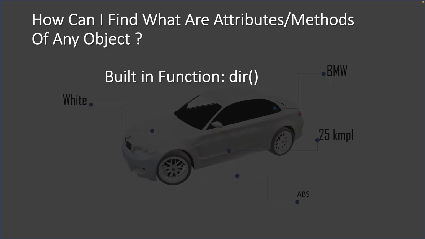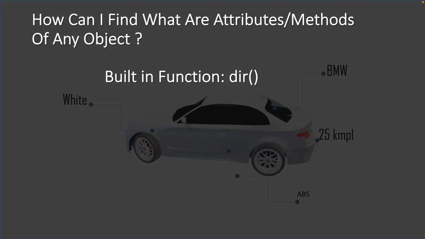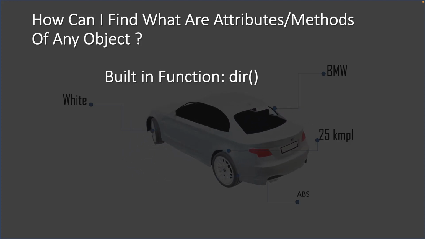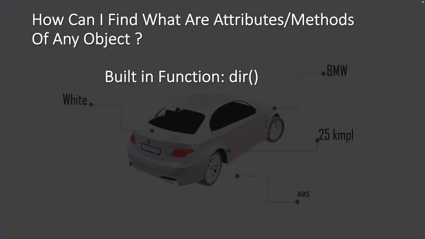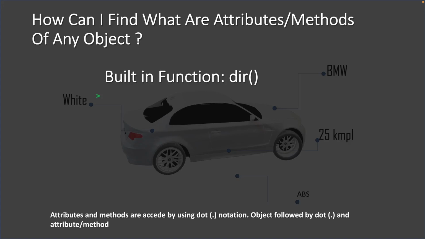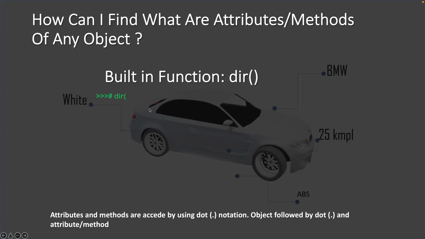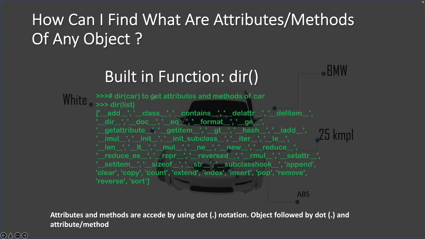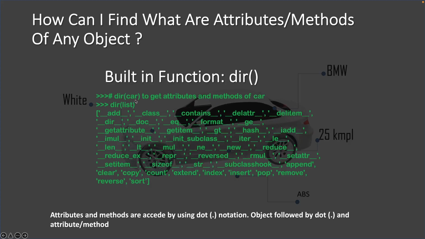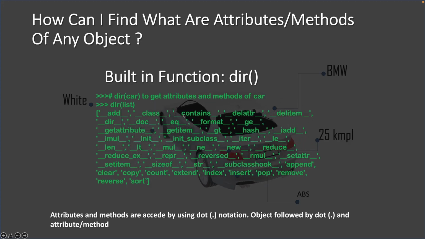So there are built-in functions. We can use dir to check. You may ask the question, how do we know what the attributes and methods are on any object? The way to check attributes and methods on any object is to use dir on that object. Suppose we have the car object, we use dir of car to get the attributes and methods of car.